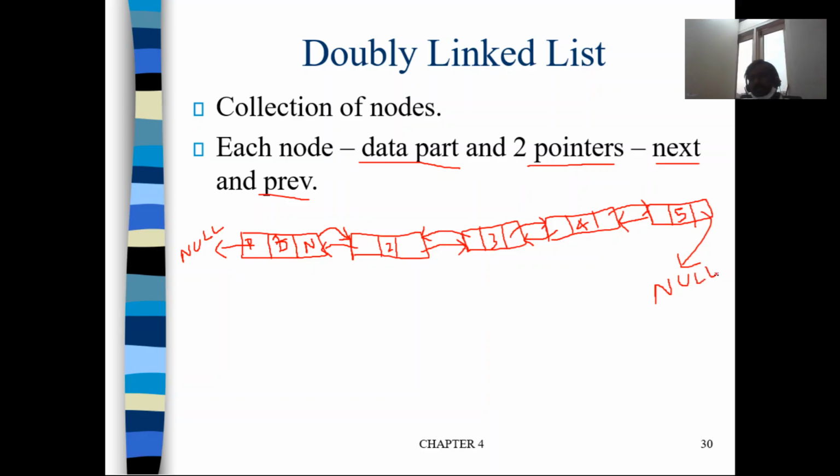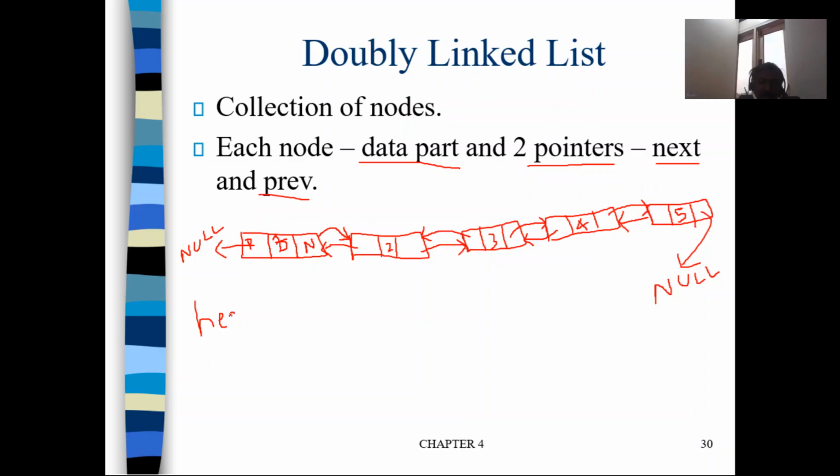So this is how you can visualize a doubly linked list. In a doubly linked list, every node will have a data part and 2 pointers. The next pointer will point to the next node, and the previous pointer will point to the previous node. For the last node, the next pointer will point to null, and for the first node, the previous pointer will point to null. Here also we have a head pointer.